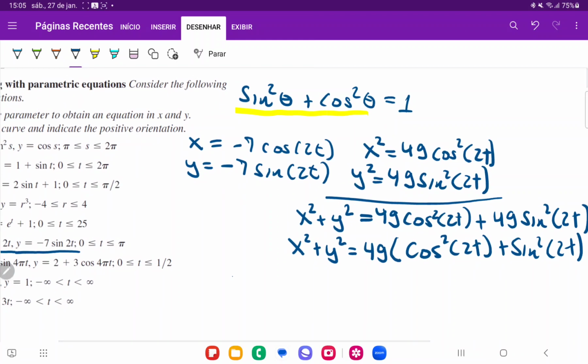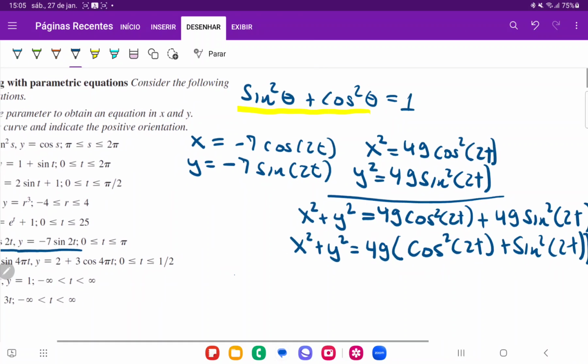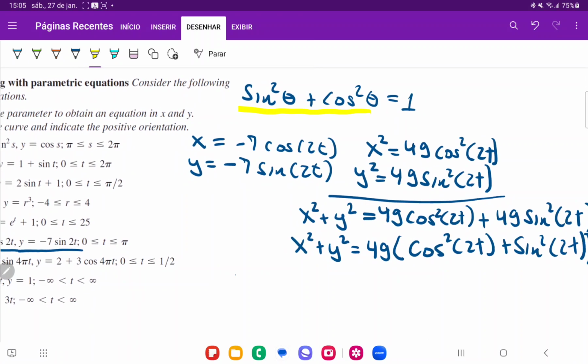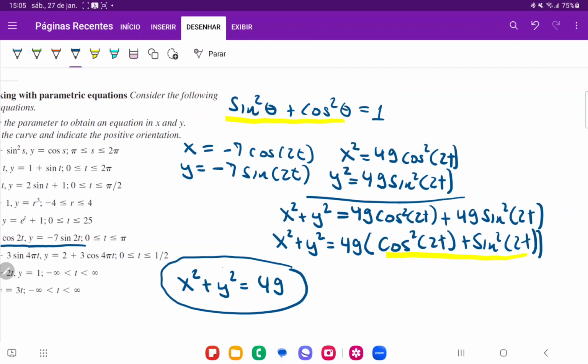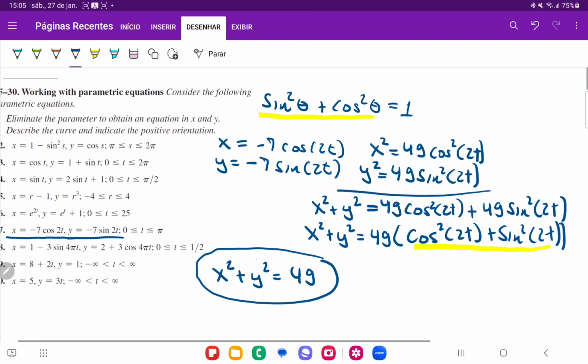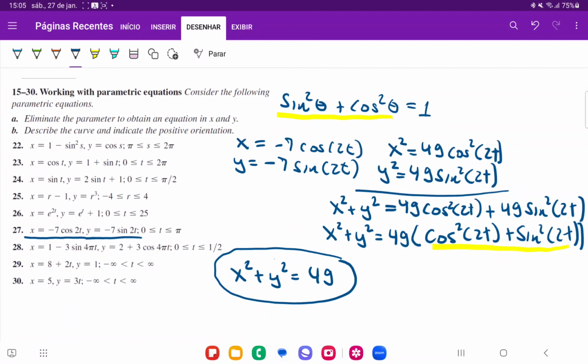Now we can see that this matches up exactly with our identity, right? That cosine squared of an angle plus the sine squared of that same angle is equal to 1. So this whole thing simplifies to just x squared plus y squared is equal to 49 times 1. This is our equation here. What's left for us to do is to describe the curve and indicate the positive orientation.